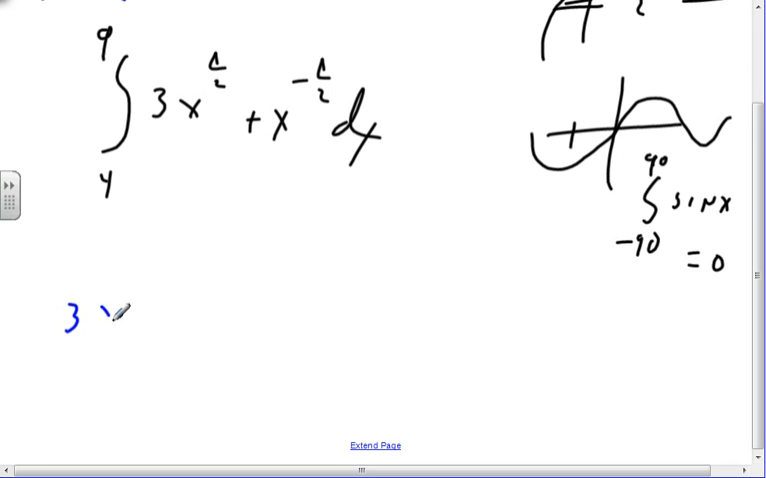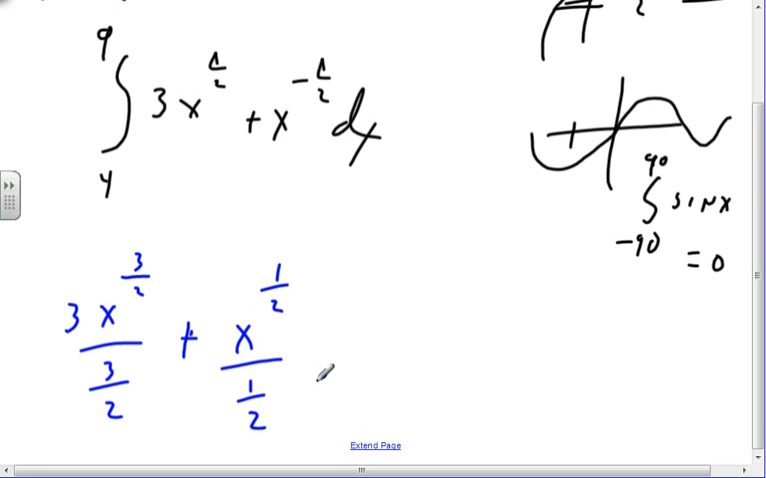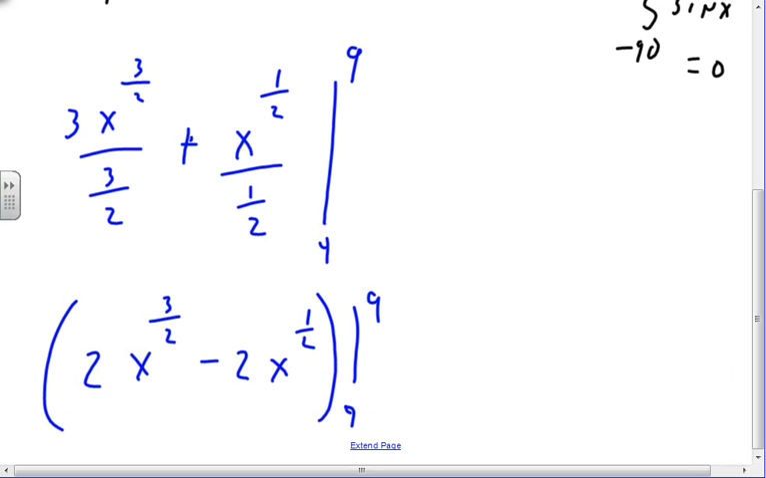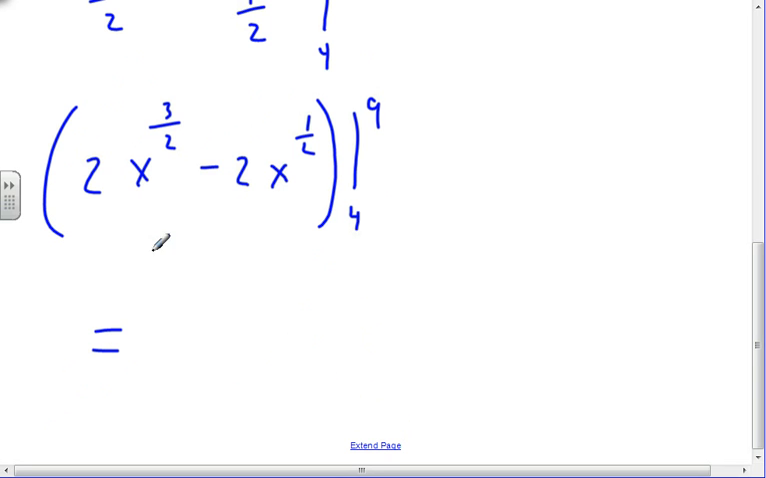All right, so that's 3x to the 3/2 divided by 3/2 plus x to the 1/2 divided by 1/2 evaluated at 4 and 9. So I've got 2x to the 3/2 plus 2x to the 1/2 evaluated at 4 and 9. It'd be nice if that looked more like a 4 than a squiggly thing there. All right, so I put in the 9. The square root of 9 is 3. 3 cubed is 27. 27 times 2 is 54.